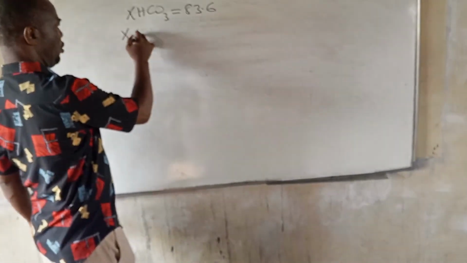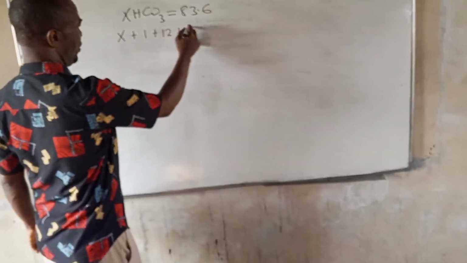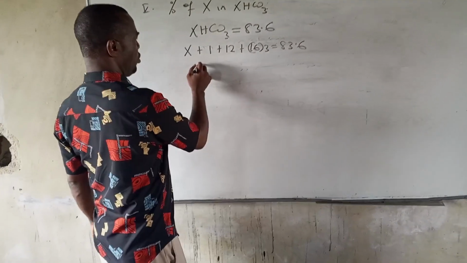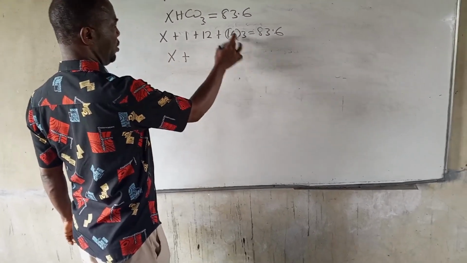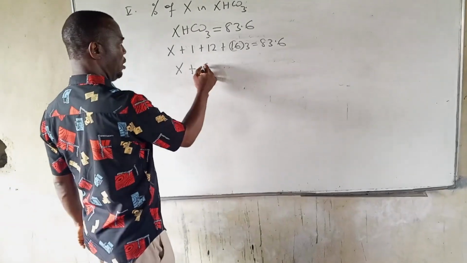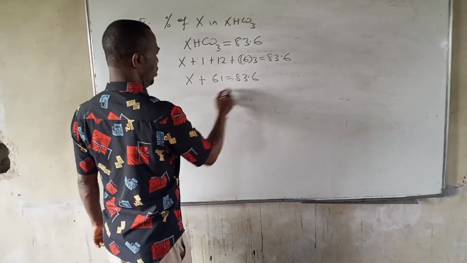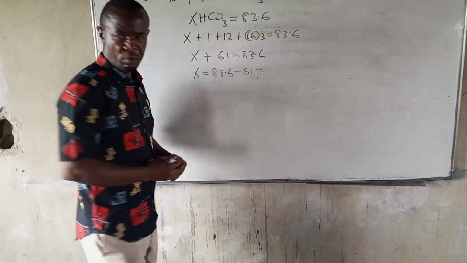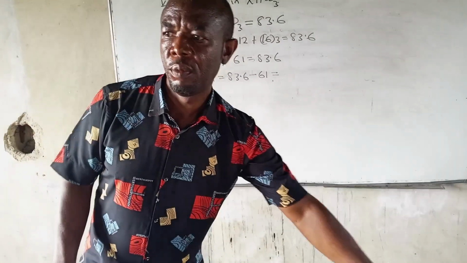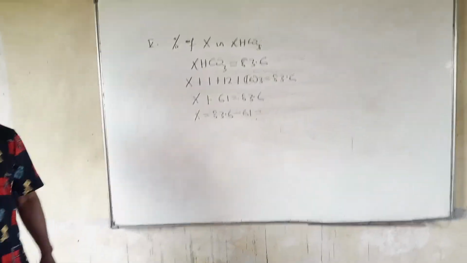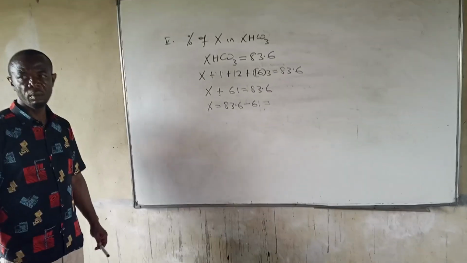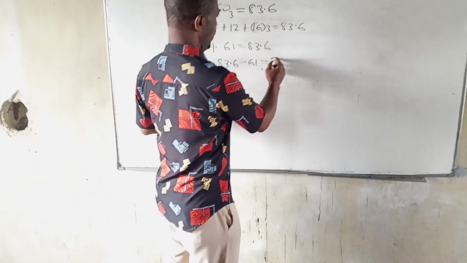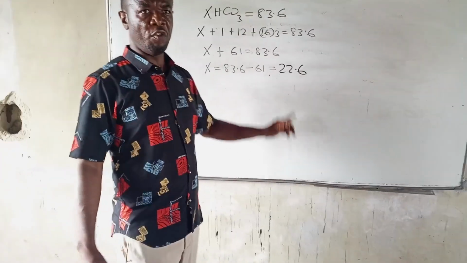S is unknown, hydrogen is 1, carbon is 12, oxygen is 16 multiplied by 3, equal to 83.6. So S plus, you add up, this is 48, plus this is 60, 61, equal to 83.6. So S becomes 83.6 minus 61. Give me the value, please. 83.6 minus 61. I don't have a calculator. The answer is 22.6.